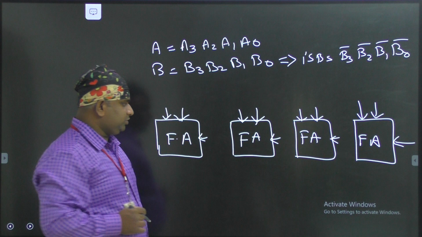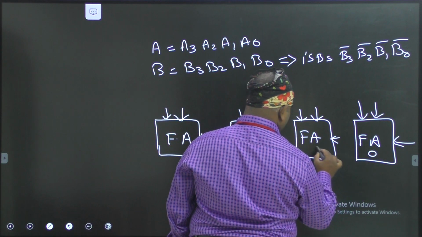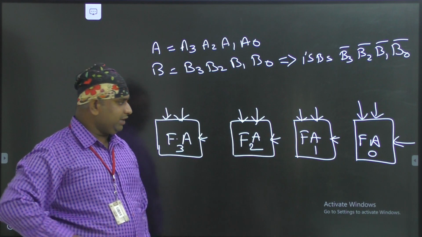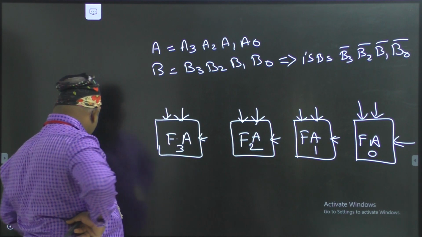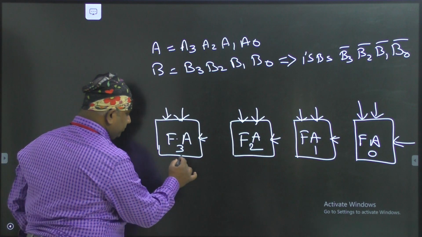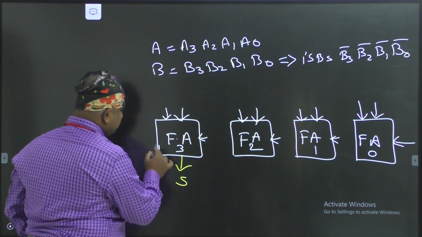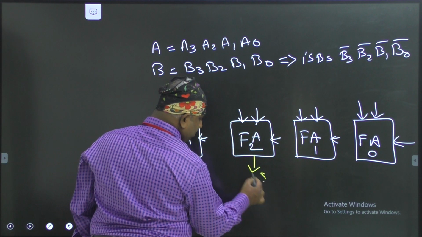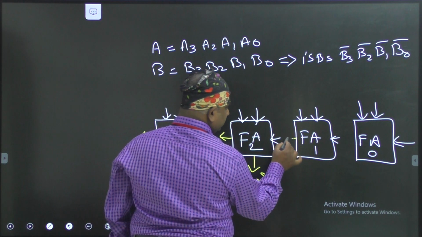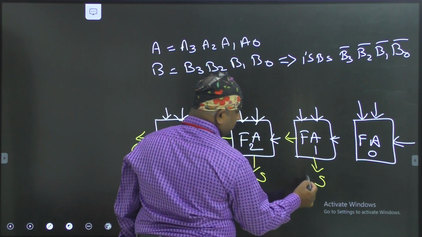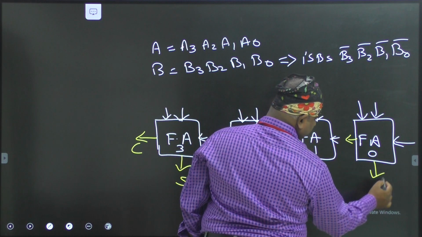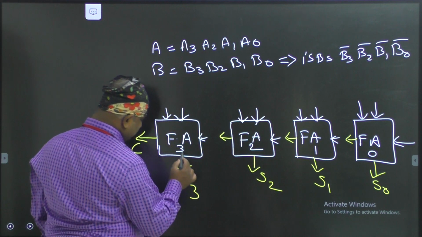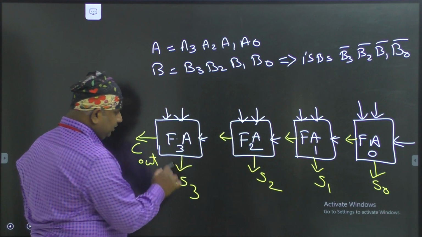So these are the 3 inputs. This is full adder 0, full adder 1, full adder 2 and full adder 3. Total 4 full adders I have taken and those are the inputs. Now coming to the outputs. This is generally the sum output, and this is the carry output. These outputs are S0, S1, S2, S3 and this is the final carry, C out.